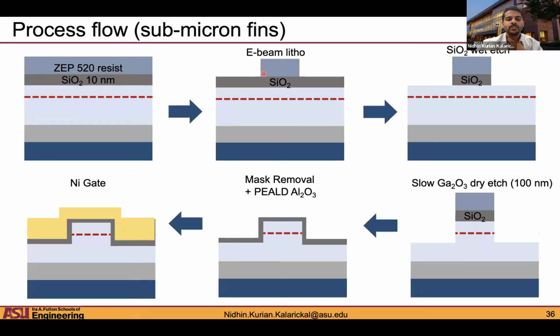Okay, so first we used e-beam lithography to fabricate fins, and then we used wet etching to etch the silicon dioxide. Then we used a specifically modified, very slow dry etch process for gallium oxide to etch into the gallium oxide and form these fins. And then we used ALD Al2O3 as the gate dielectric, and finally deposited the nickel gates.